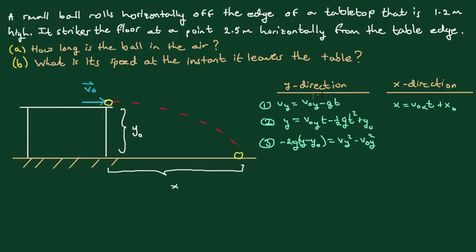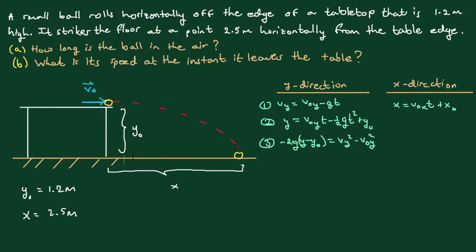Okay, so the first thing we want to note down is the pieces of information already given in the problem. The first piece of information is y0. We're told that the tabletop is 1.2 meters high, so immediately that tells us that y0 is equal to 1.2 meters. It also tells us that the ball strikes the floor at a point 2.5 meters horizontally from the table edge. So this gives us the landing distance x of the ball, so x is equal to 2.5 meters.